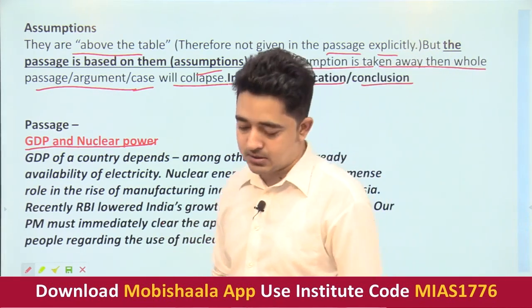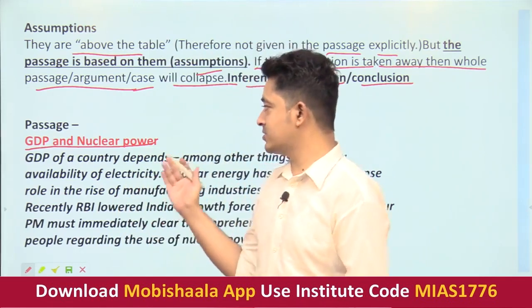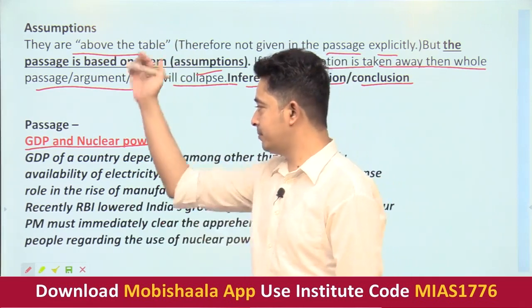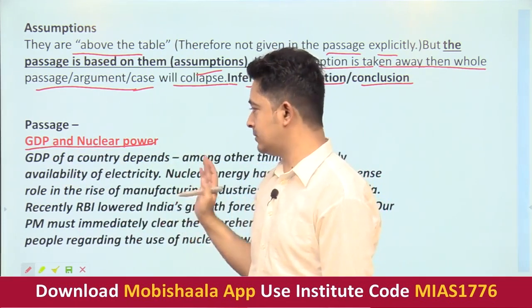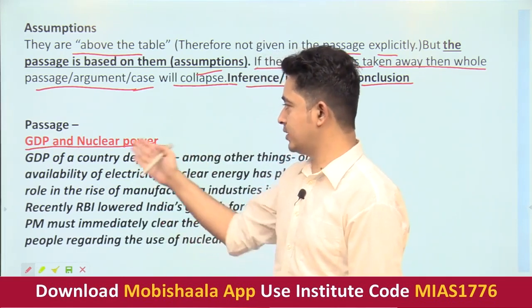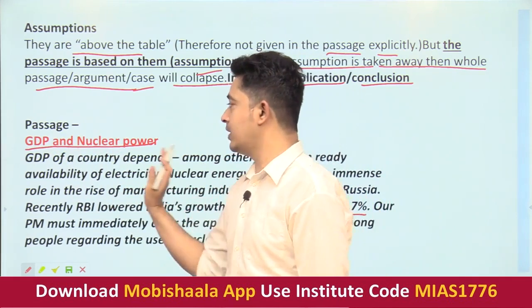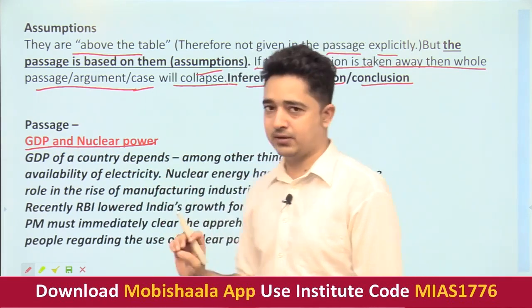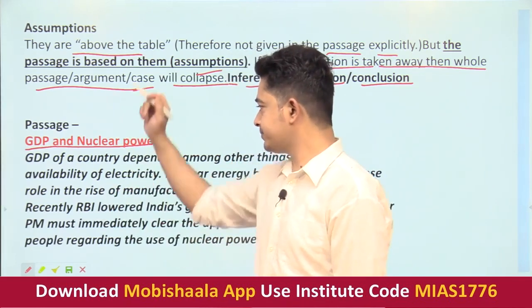I understand that most of the students are familiar with the English language, but I have seen that most of the students are just thinking about the Hindi meaning of the passage, and they are trying to solve the questions that way. For example, here I am translating it into Hindi. Here is the main passage, GDP and nuclear power. So basically it's gross domestic product. I think you are familiar with the economy topic.